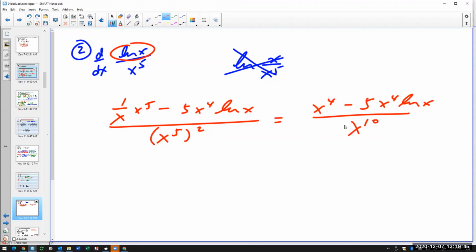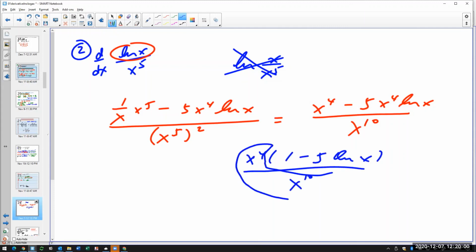Okay, you're probably going to want to, is this a multiple choice problem? You're going to have to simplify. So you're going to factor out x to the 4th on the top, and then this x to the 10 and x to the 4th, you're going to have to simplify that. I think you can take it from there.